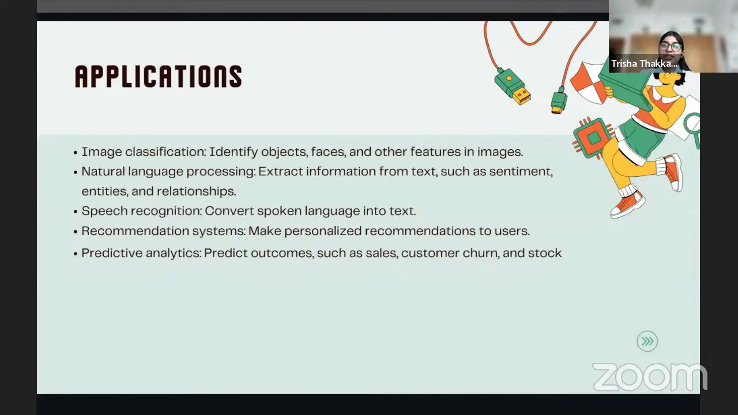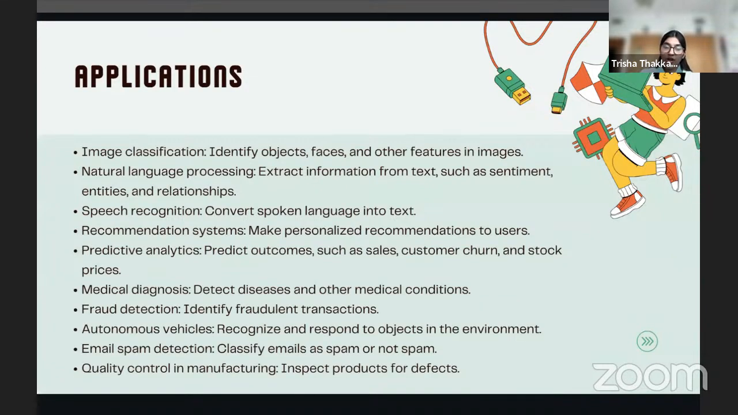Now, what are the applications of supervised learning? It is used in image classification, natural language processing, speech recognition, which converts spoken language into text. It is used for recommending systems. This makes personalized recommendations to the users.